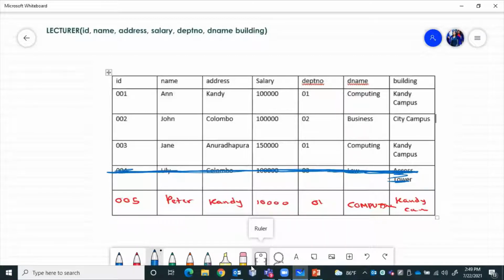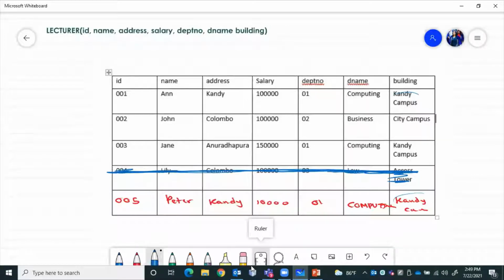Now when we are going to update it, see how many records we are supposed to update. We have to update this particular place, and this place, and this place. And let's say if we have 150 employees working under the computing department, we have to update 150 records individually, because we have to change the building name, because Candy campus has relocated. So this is the update anomaly.